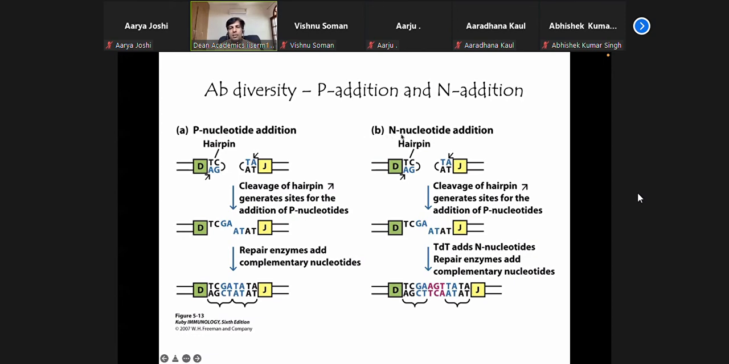The other approach is N nucleotide addition, where the activity of the enzyme terminal deoxynucleotidyl transferase is very critical. So you can see here, you have 4 plus 4, and here 4 and 4 are there, but you have already inserted a codon which will encode another amino acid to give you additional antigen specificity. And just by adding one more amino acid, you can change the antigen specificity of your antibody, right? Antibody diversity, P addition and N addition.